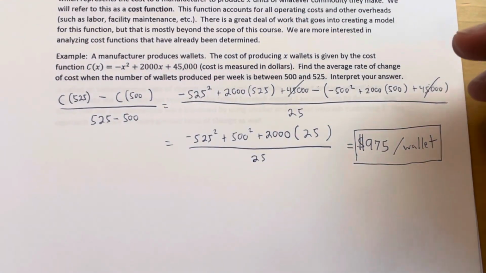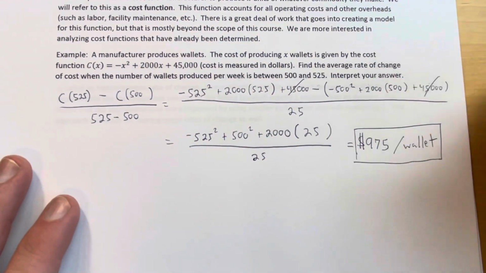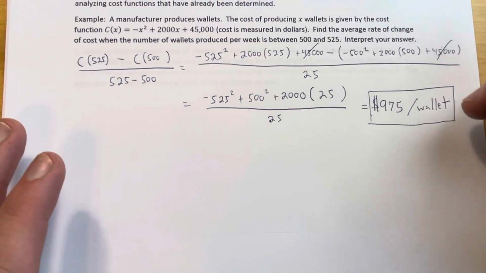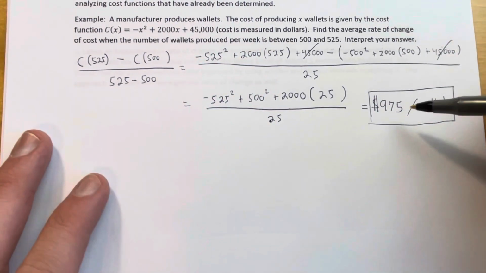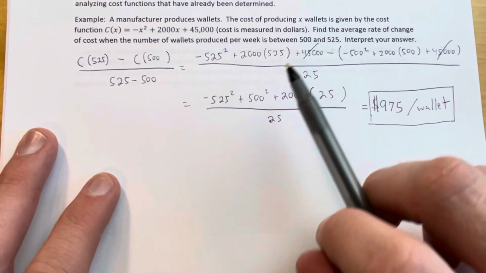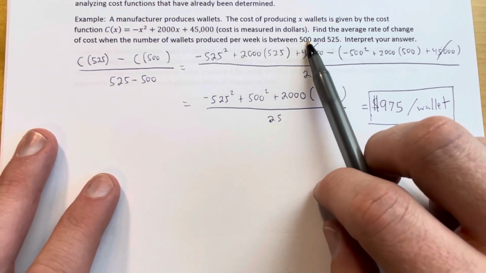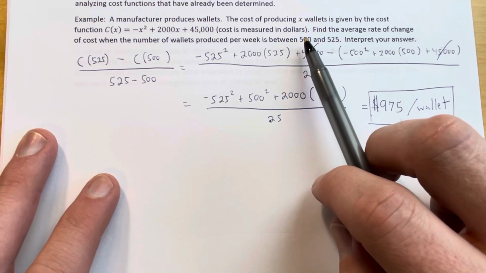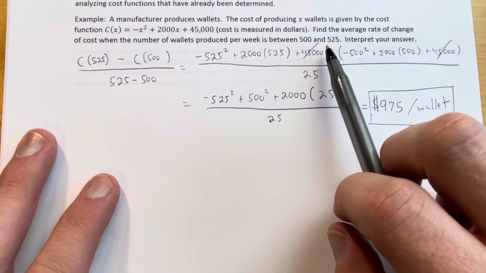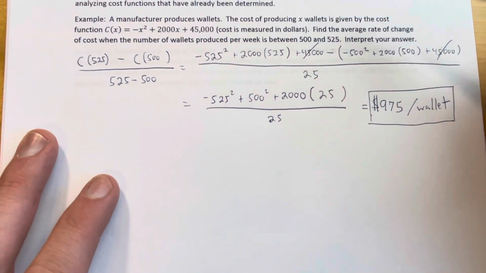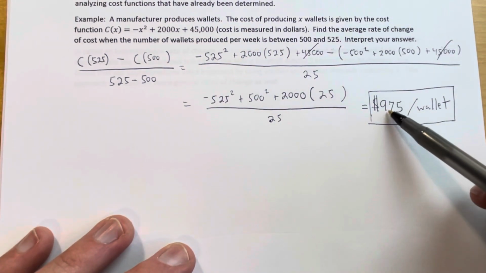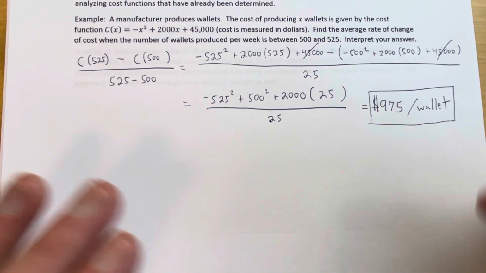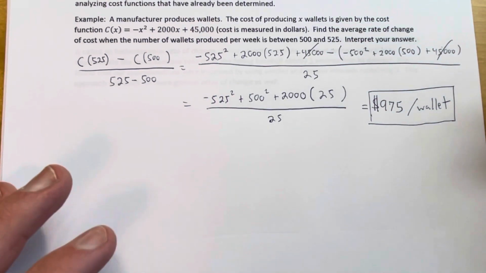So that's the answer, but it also asks us to interpret that answer. What does this mean? Well, notice the wallet is singular. So what this is saying is that on average, as we produce between 500 and 525 wallets, the cost to the manufacturer is about $975 for each of those wallets that you're producing.